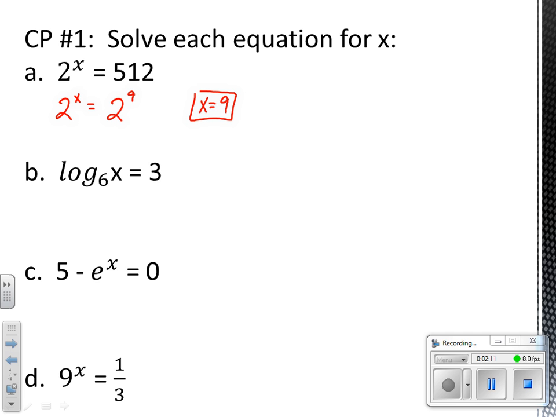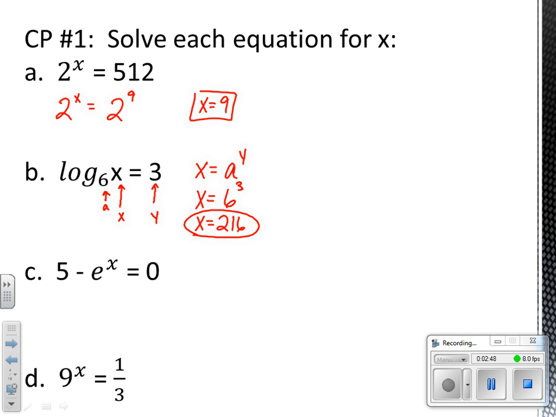Okay, for b, with this one, I rewrote this one in exponential form. Okay, so right now in log form, that's a, obviously x, and this is your y. So if I rearrange that into the x equals a to the y form, I'm going to have x equals 6 to the third. All you need to do is simplify. x ends up being 216. 6 times 6 times 6.